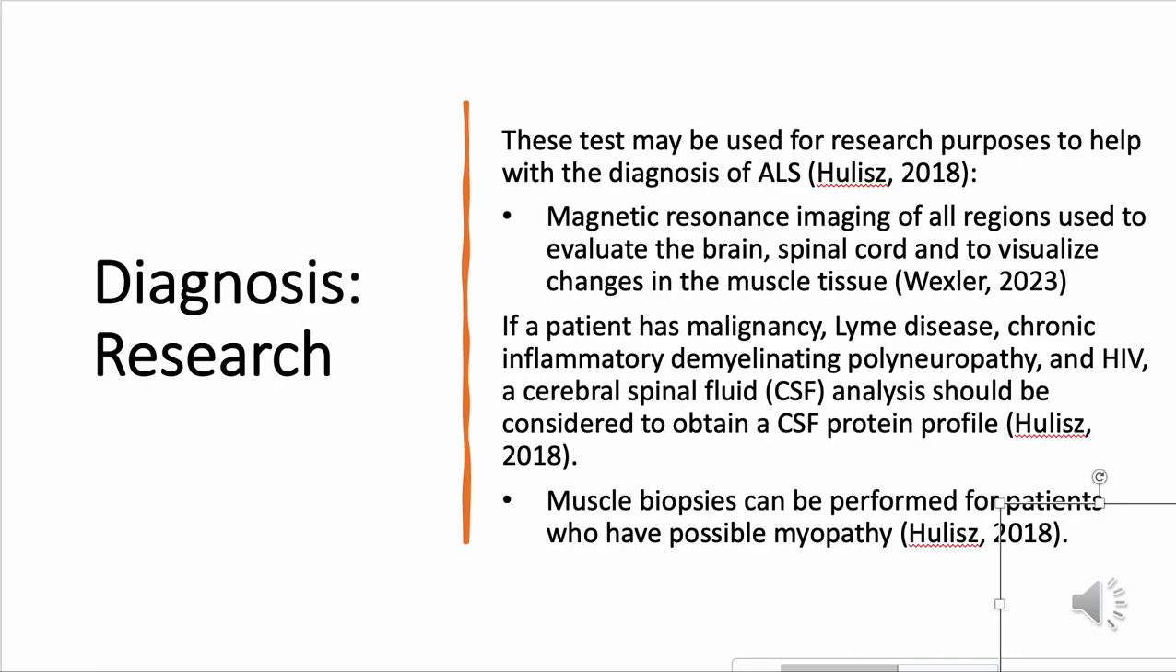Testing also rules out whether the patient has malignancy, Lyme disease, chronic inflammatory demyelinating polyneuropathy, and HIV. A cerebrospinal fluid analysis should be considered to obtain a CSF protein profile. Muscle biopsies can be performed for patients who have possible myopathy.